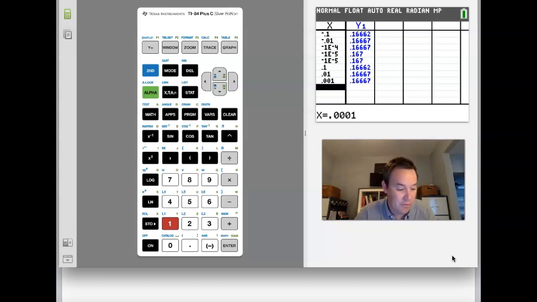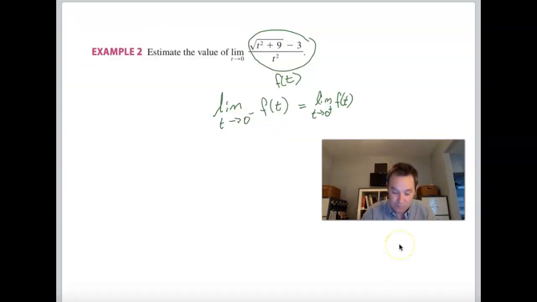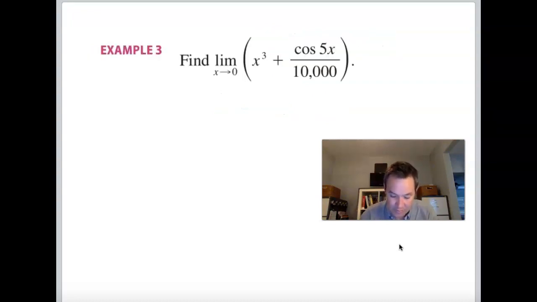But again, it is important that you check on both sides of that, and so I would say that this equals 0.16 repeating, which is 1/6. All right. So we are going to get to ones that are a little bit trickier.